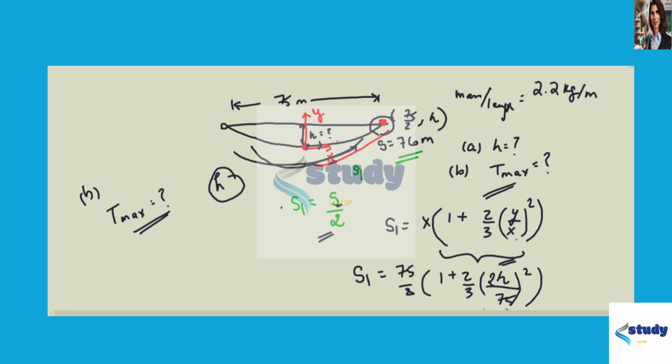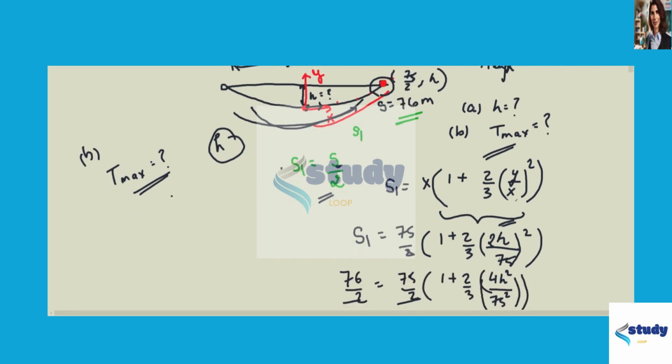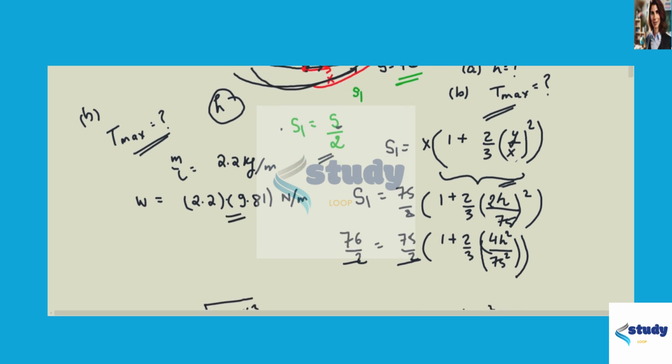So we know that we are given the mass per unit length as equal to 2.2 kilogram per meter. We can easily convert it to weight per unit length, denoted by small w, and that would be equal to 2.2 times the acceleration due to gravity, 9.81 meters per second squared, and this will come to be this much Newton per meter. We will use this as it is in solving the problem.